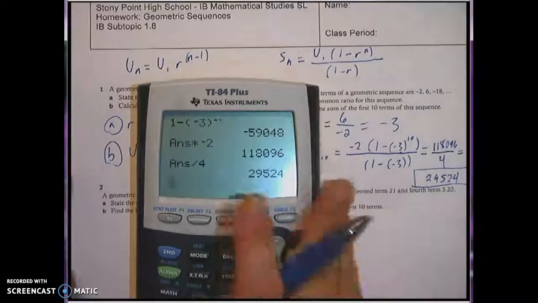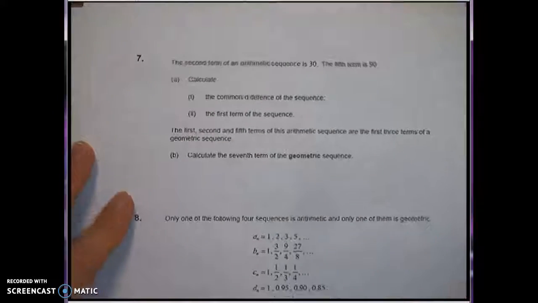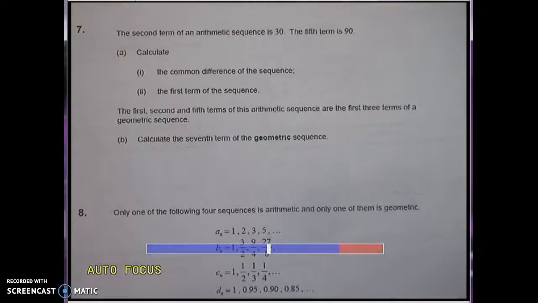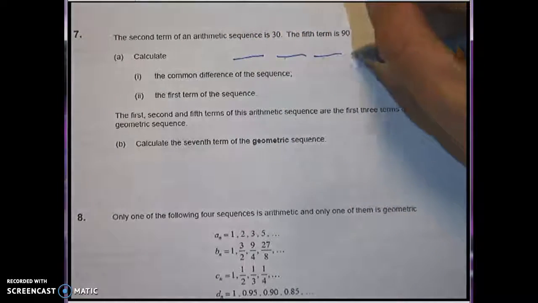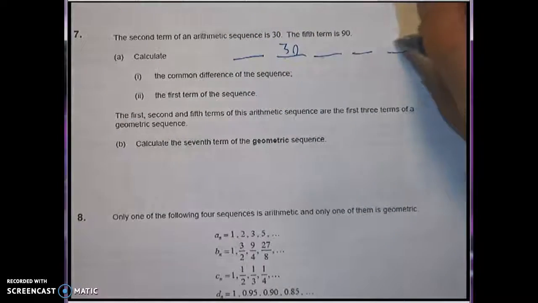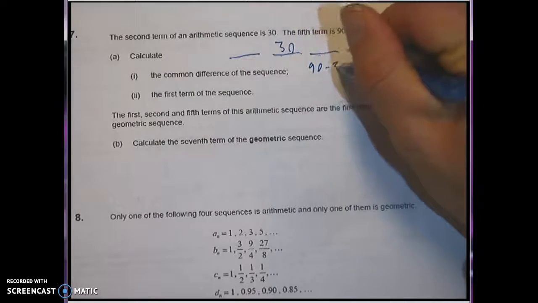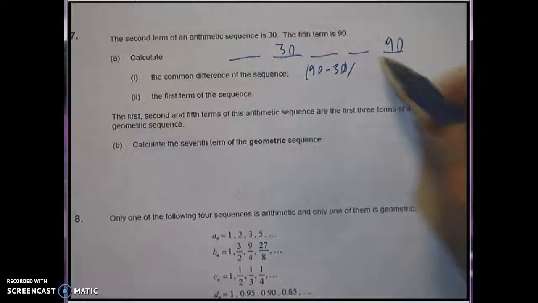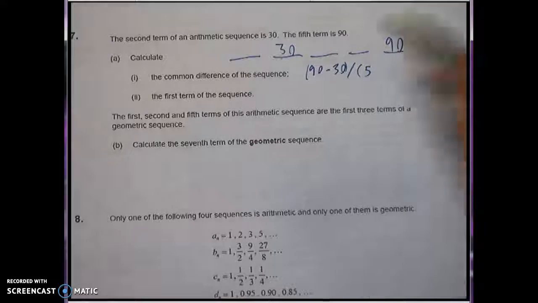Let me show you a couple of IB problems that I've seen on previous exams. Number 7 here actually starts with an arithmetic and then goes into a geometric. The second term of an arithmetic sequence is 30. The fifth term is 90. So if I listed these things out here, 30, 90. The common difference, the easiest way to calculate it, is to simply subtract the value of the terms and then divide it by the difference of the terms themselves.